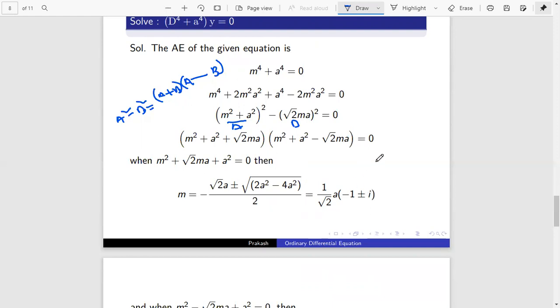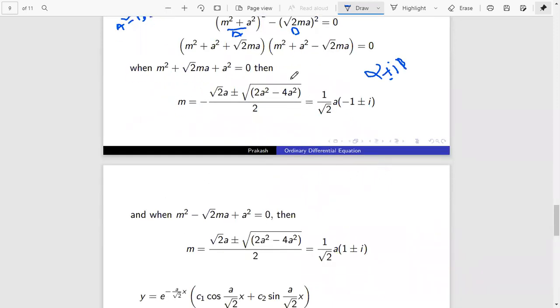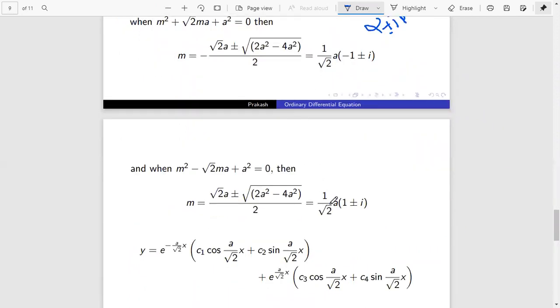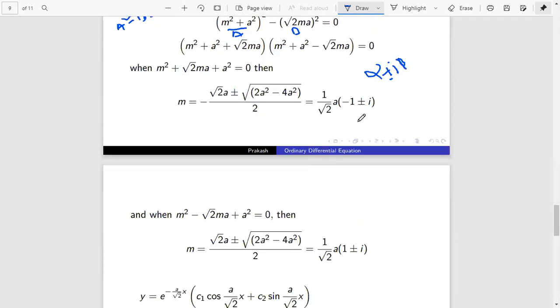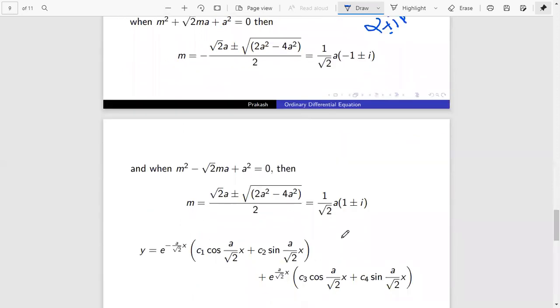The roots are in this format, alpha plus or minus i beta. Similarly, you can take the second factor and find the roots 1 by root 2 a into 1 plus or minus i. Okay, so this is a fourth order equation, so we will get 4 roots. Here we have 2 roots and here we have another 2 roots. Therefore we need 4 constants.